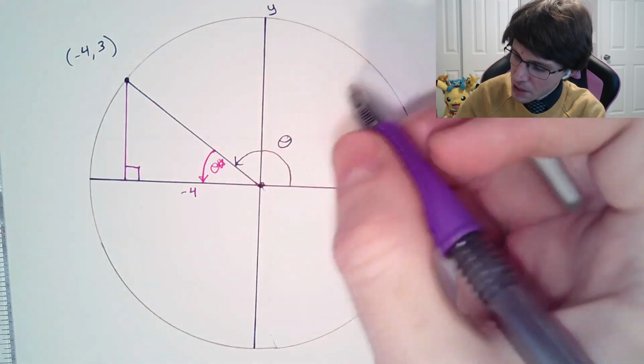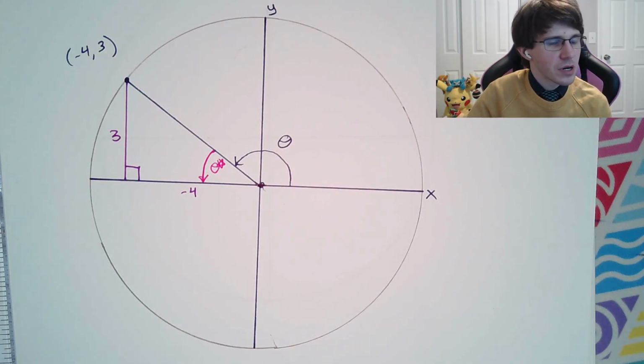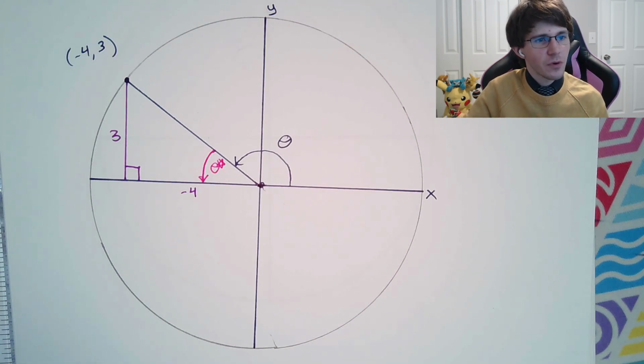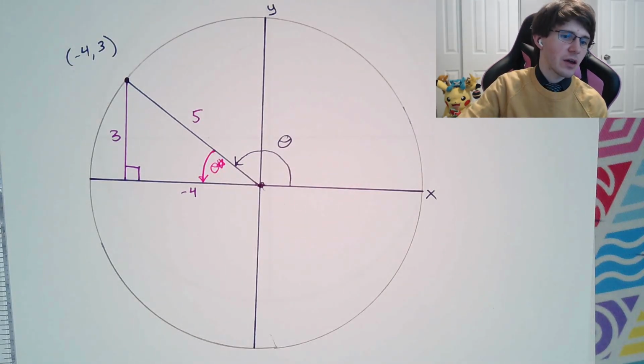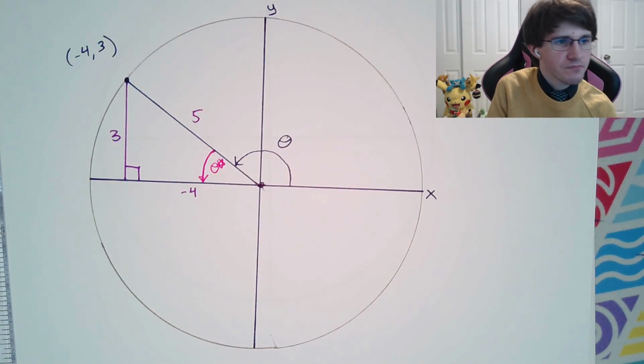And then over here, I'm going to go ahead and label this one a +3. And like we were talking about before, because it is a 3, 4, 5 triangle, this side's going to be 5. You could verify that with the Pythagorean theorem if you really wanted to.